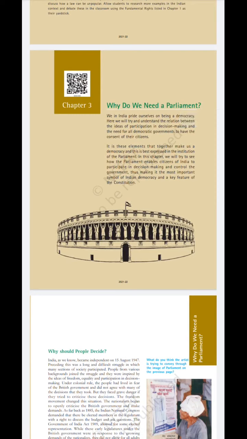Chapter 3, Why do we need a parliament? Audiobook. We in India pride ourselves on being a democracy. Here we will try and understand the relation between the ideas of participation in decision making and the need for all democratic governments to have the consent of their citizens. It is these elements that together make us a democracy, and this is best expressed in the institution of the parliament. In this chapter, we will try to see how the Parliament enables citizens of India to participate in decision making and control the government, thus making it the most important symbol of Indian democracy and a key feature of the Constitution.